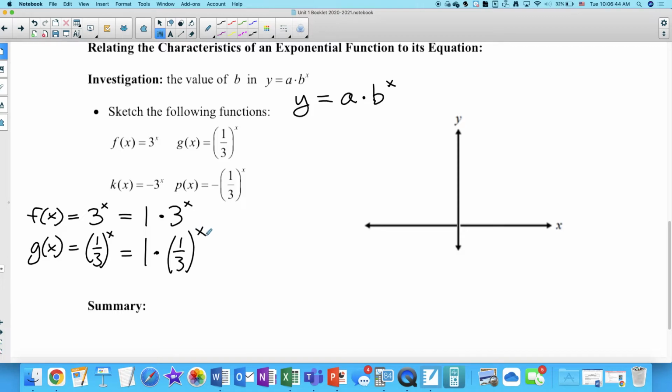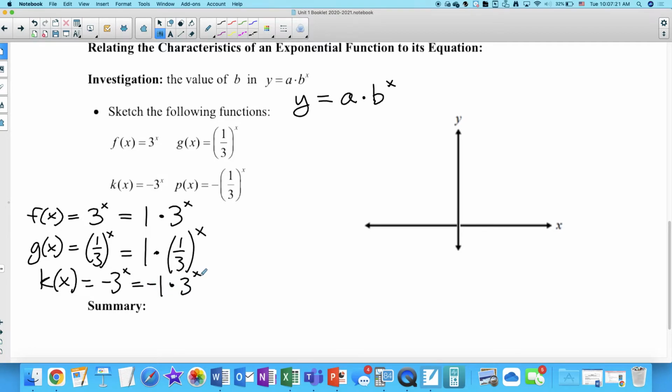Okay? If I look at my k of x, what is the base for this function? It's actually not negative 3. It's still just 3. If it was negative 3, the negative 3 would actually have to be in brackets, because the x applies to only what comes right underneath of it. And what comes right underneath it is just the 3. So if I look at k of x, this is negative 3 to the x. That's the same as negative 1 times 3 to the x.